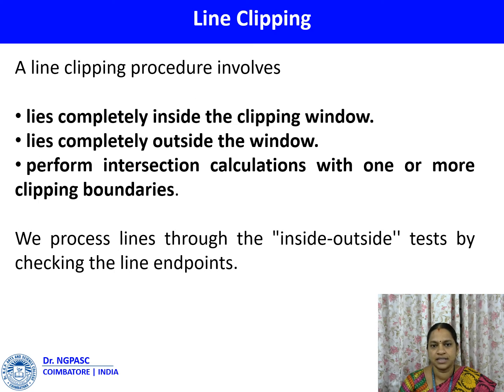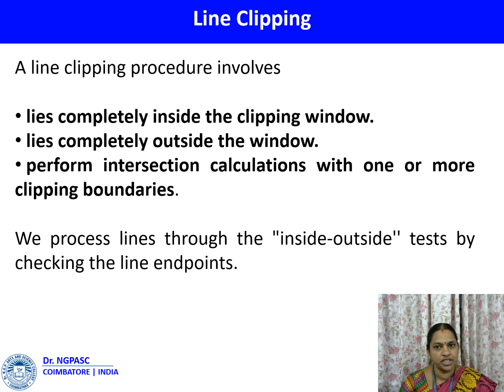And next one is line clipping. So we know that to create a line, we need 2 points. One is the starting point, another one is the ending point. So we need to check whether both the endpoints of the line lie inside the window or lie outside the window, or whether there is any intersection between the boundaries and the line. So we have to check.